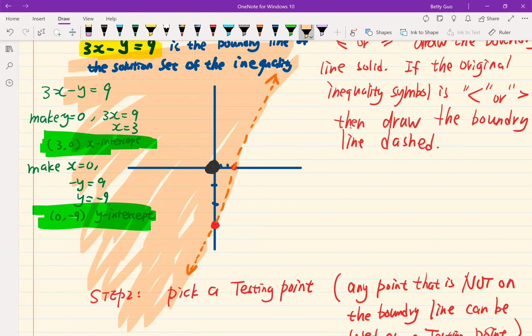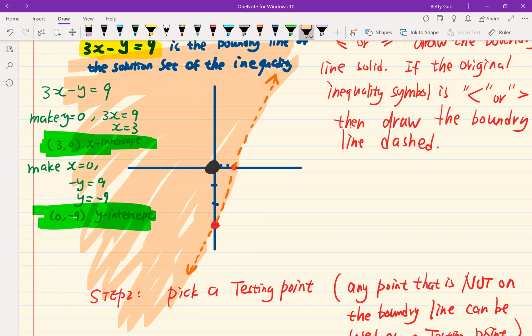Let me explain why. We choose (0, 0) as the testing point, right? It turns out (0, 0) is a solution, which means this black point is in the solution set, the region we are looking for. So we shade the half plane above the boundary line, which contains the origin, which is the solution. Otherwise, if we shade the region below, we will see a contradiction, right? Because the origin is a solution, but it's not in the solution set. That's a contradiction. Does that make sense?